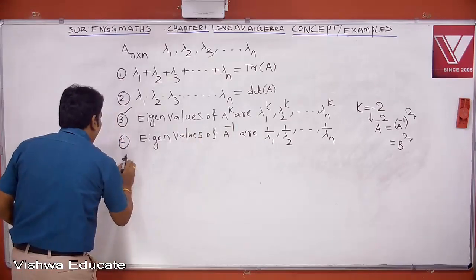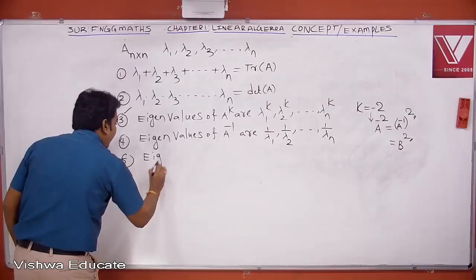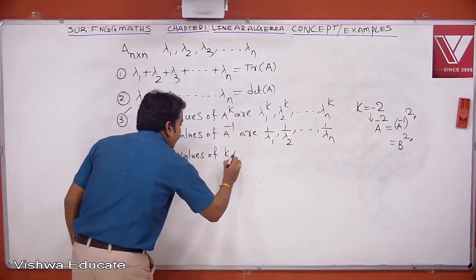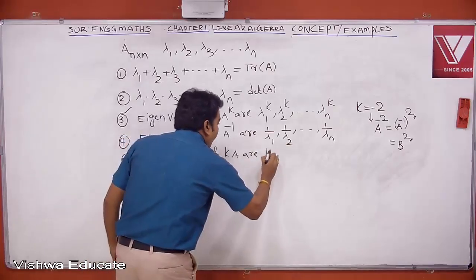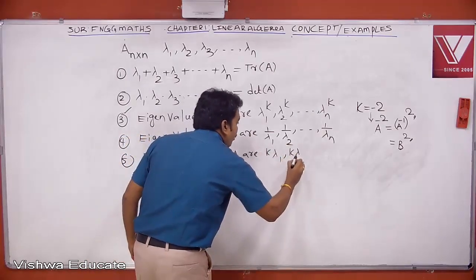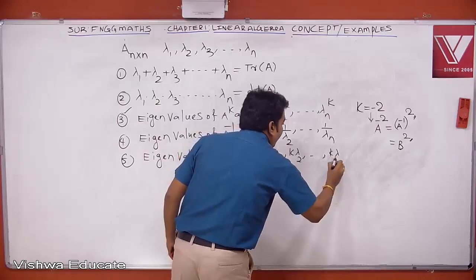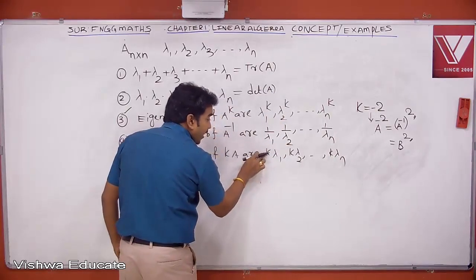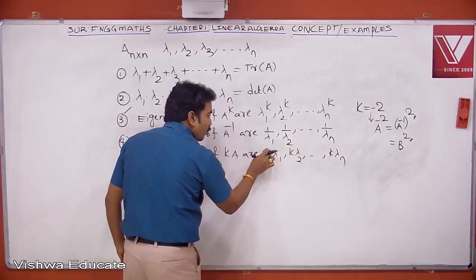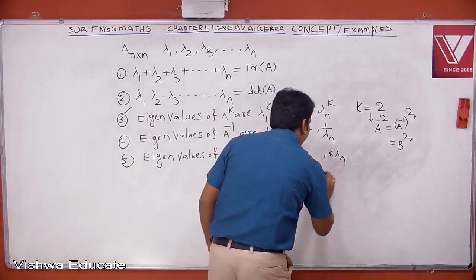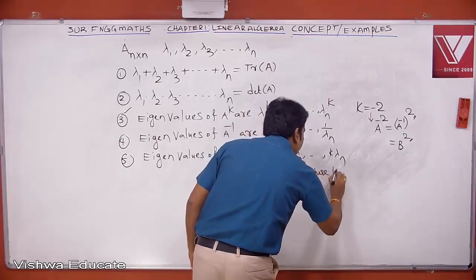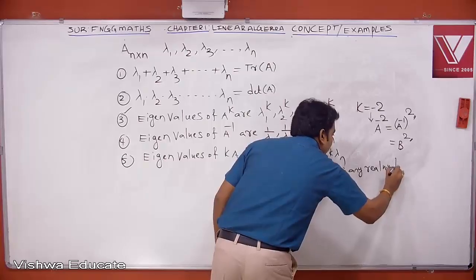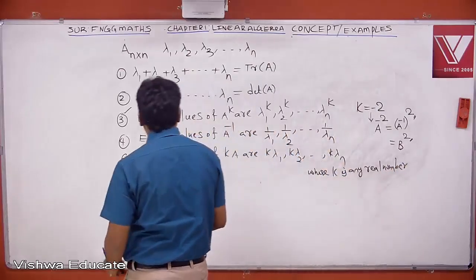Suppose I want eigenvalues of multiples of A. So the eigenvalues of kA are k lambda 1, k lambda 2 and so on, k lambda n. In this case k is any constant. Fractional values will be allowed. K can be 1 by 2, 2 by 3, root 2, anything is valid. So in this case k is any real number.